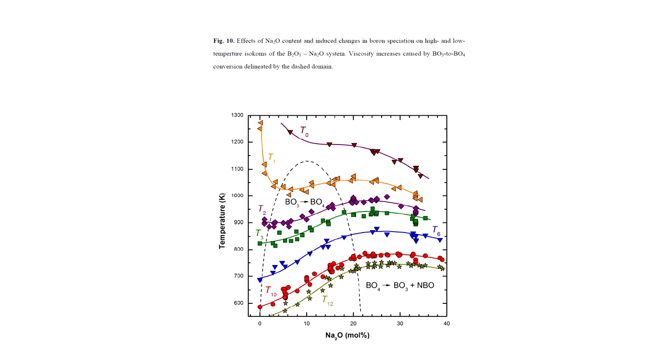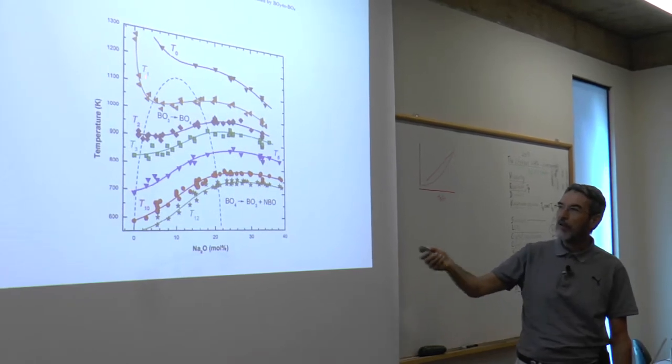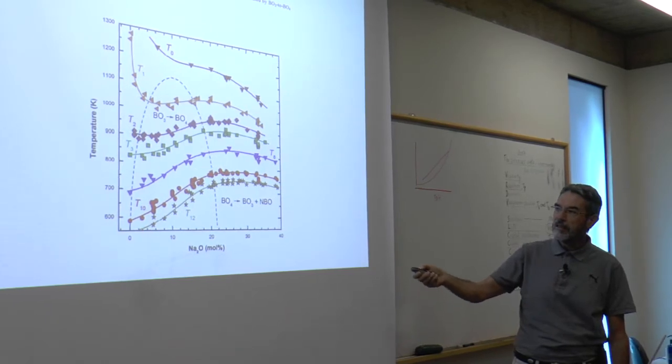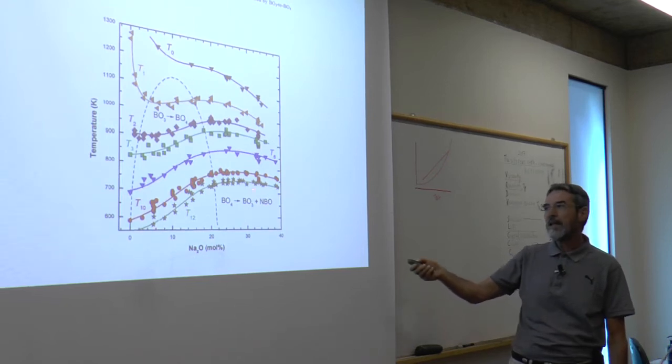Now, we were talking about silica glass. Now, if we go to borate glasses, this is borate glasses. 0 means pure B2O3 glass, and then adding the same sodium oxide. Now the viscosity increases. See? This is T12, where the viscosity is 10 to the 12. T10 means the viscosity is 10 to the 10 Pascal second, and so on. But let's take this one, the Tg. The Tg increases. I'm adding sodium oxide, and the Tg increases, and then becomes monotonic.